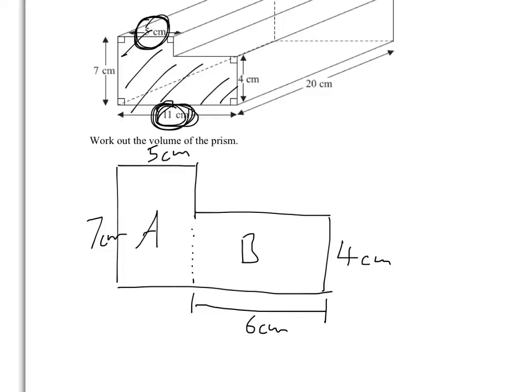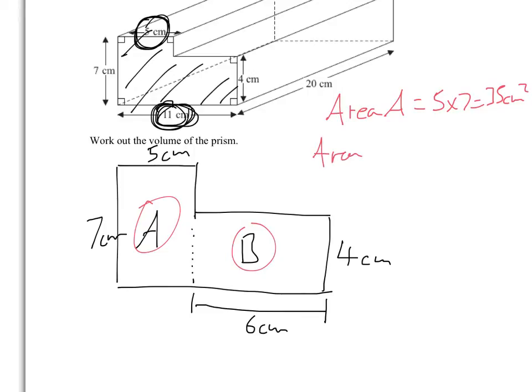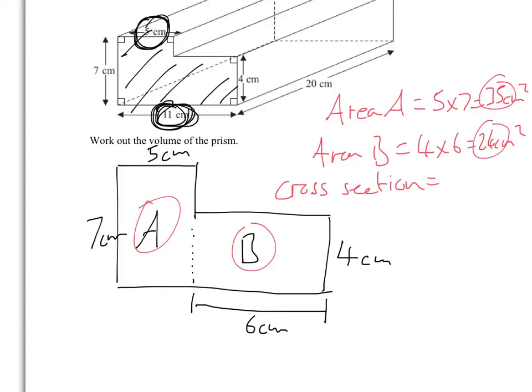If we want to find area, the area of this rectangle here, so we write area that we've labelled A is 5 times 7, that's 35 centimetres squared. The area that we've labelled B is 4 times 6, which is 24 centimetres squared. And so the cross-section area, that's all of this all together, is 35 plus 24, which is 59 centimetres squared.